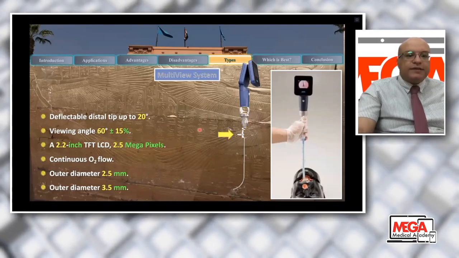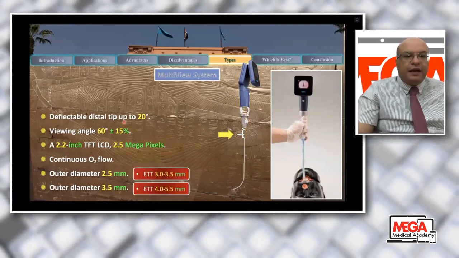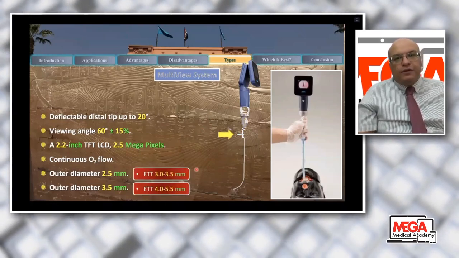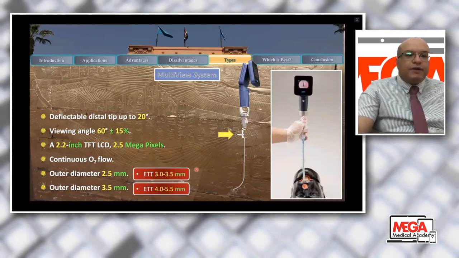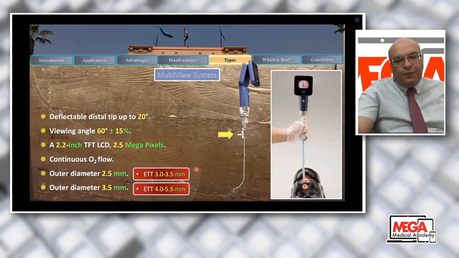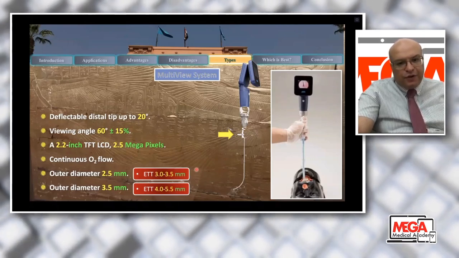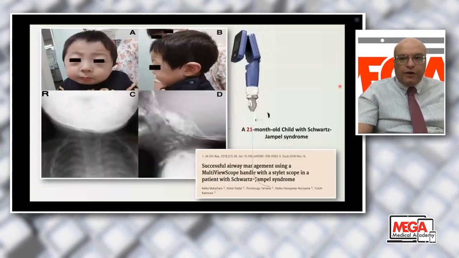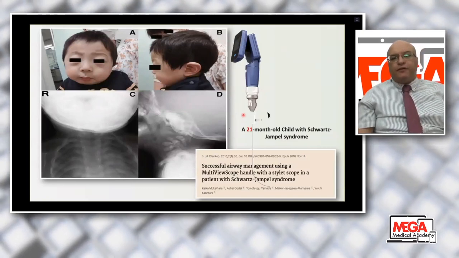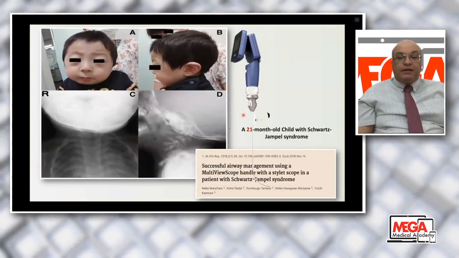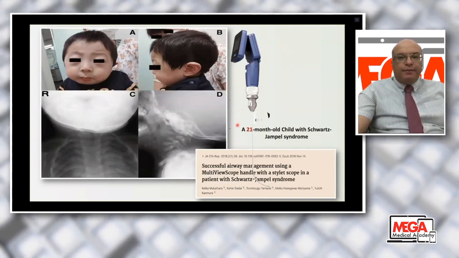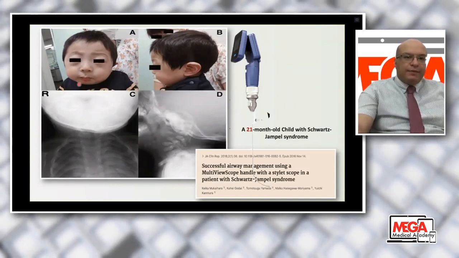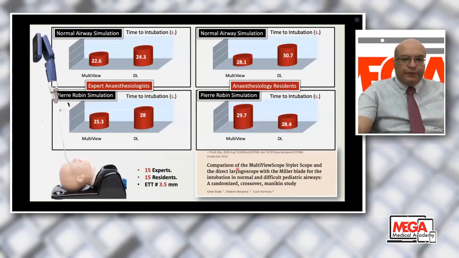It is also available in two diameters. 2.5 can use tube 3 to 3.5 for first year kids. And outer diameter of 3.5 could be used for endotracheal tube 4 to 5.5. Also here it describes using of Multi-view scope for a 21 month old patient with Schwartz-Jampel syndrome with a congenital malformation of the face.